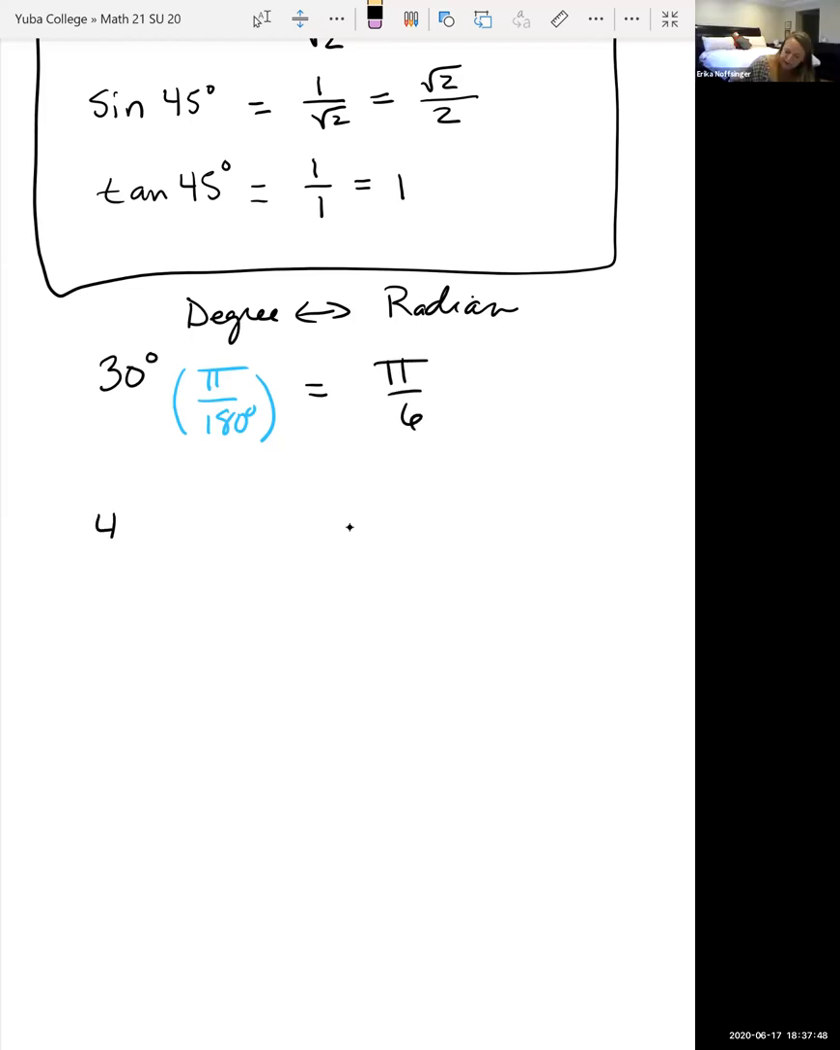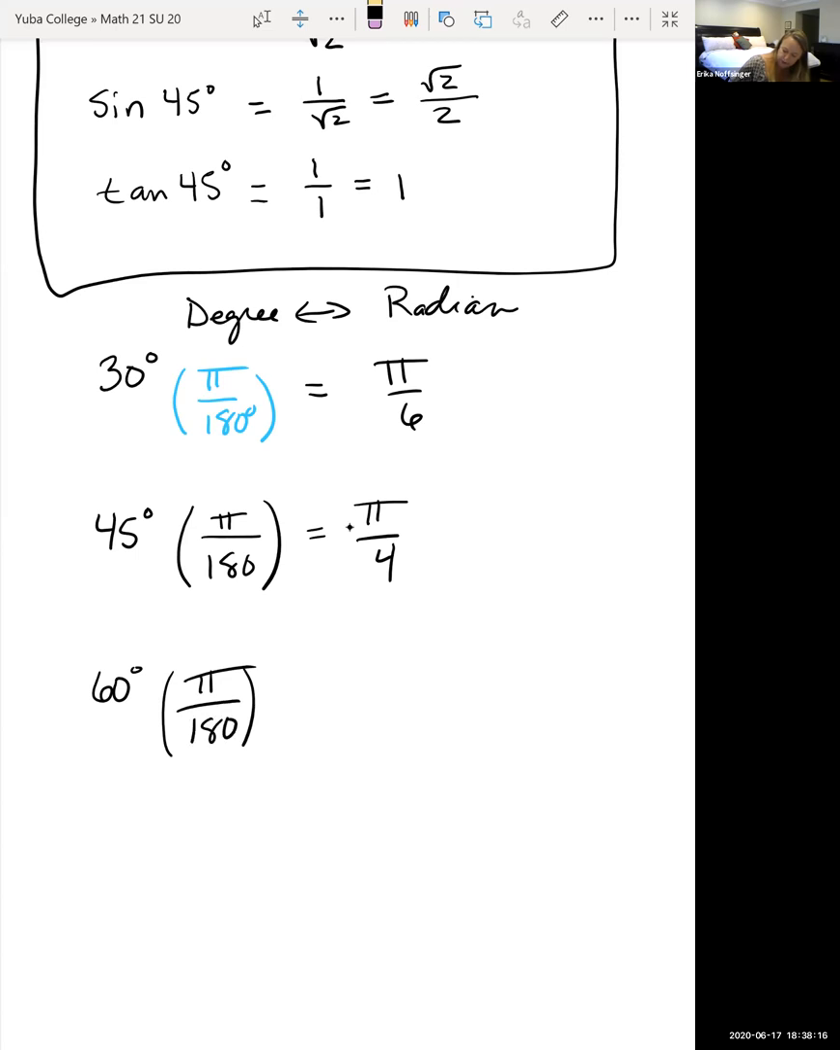If we were looking at 45 degrees, again, to convert this into radians, we multiply by pi over 180. 45 goes into 180 4 times, and so the radian measure of 45 degrees is pi over 4. For 60 degrees, multiply by pi over 180. 60 goes into 180 3 times, so the radian measure is pi over 3.